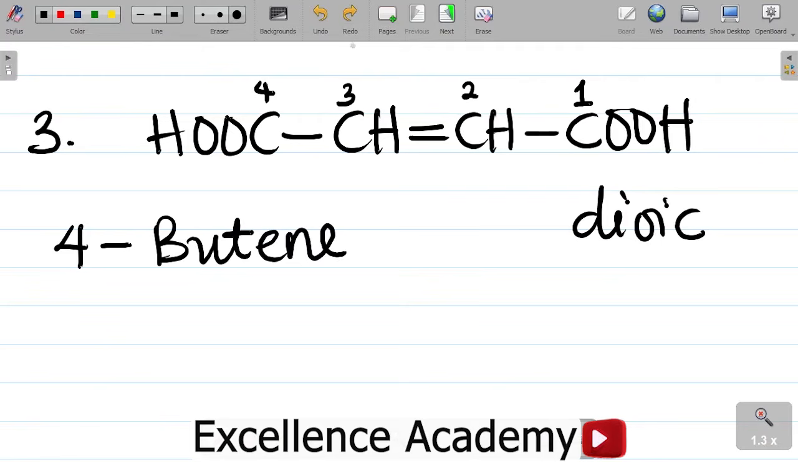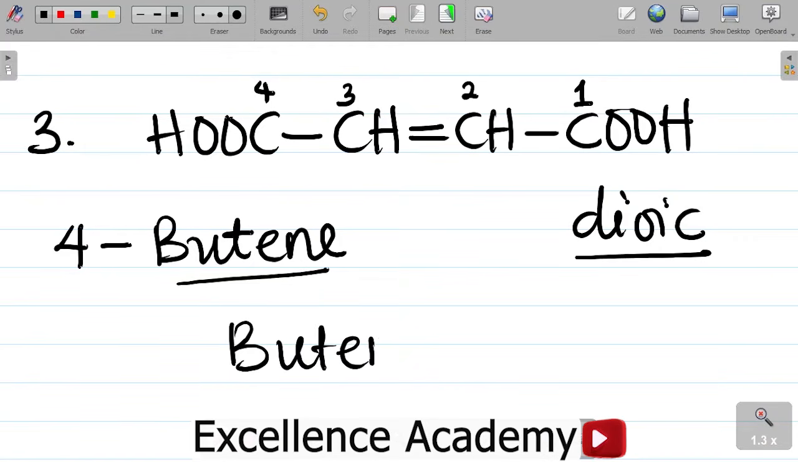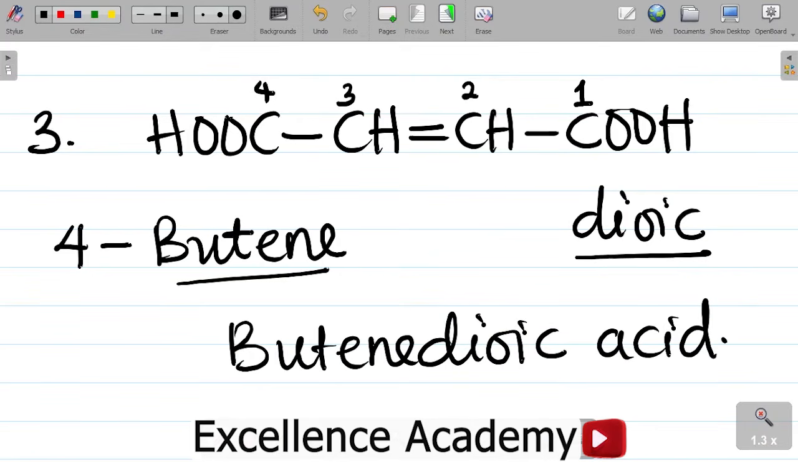So it becomes butene. Now, when you have a butene combining with a dioic due to 2 carboxyl groups, and it's an acid, that's butene dioic acid. So I have butene dioic acid. So that's the name of this compound. Let's look at the next compound, number 4.